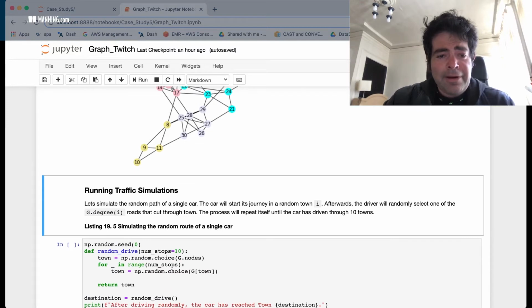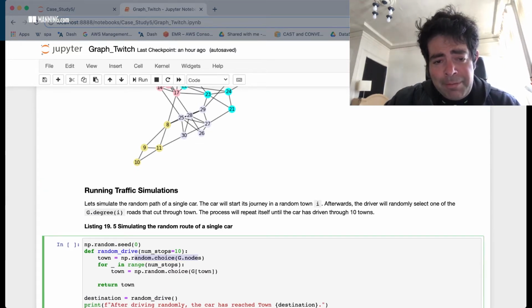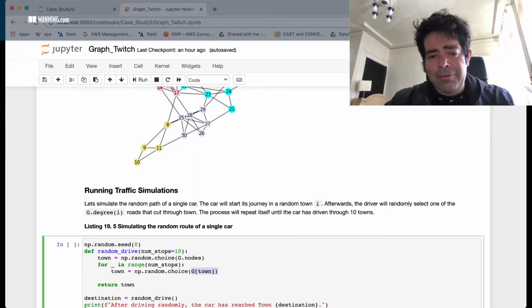So we do that here. Again, we start off by picking a random town where the car begins, and then at each iteration, we pick a different road out of the town, and then select the town linked by that road.